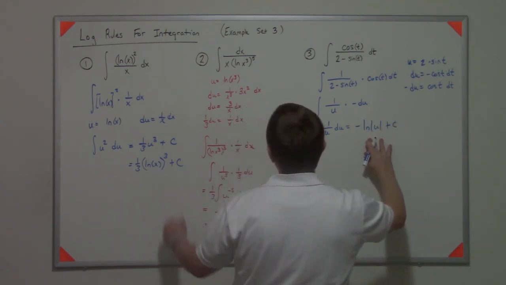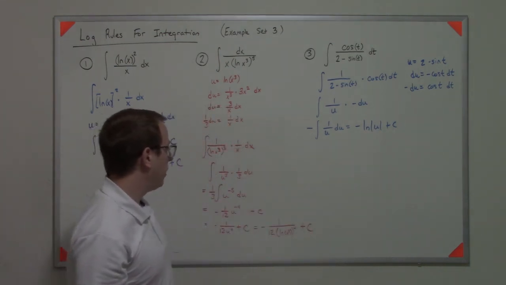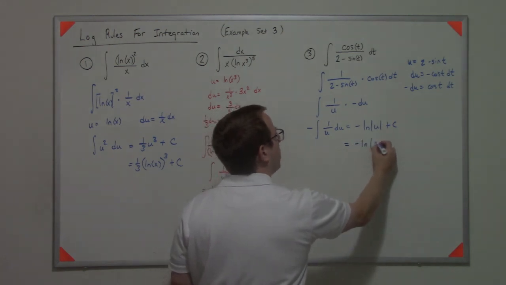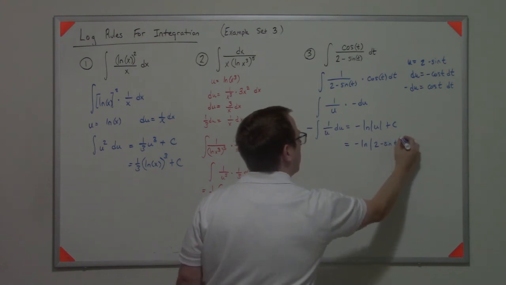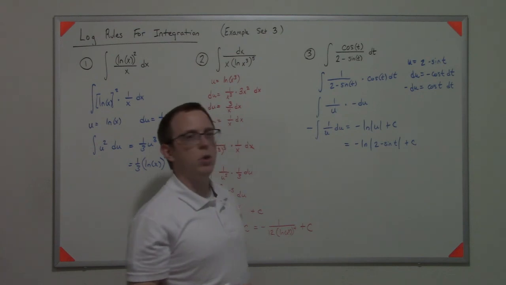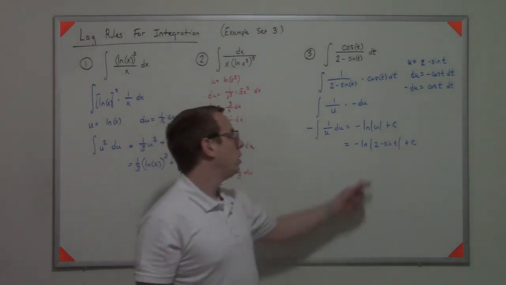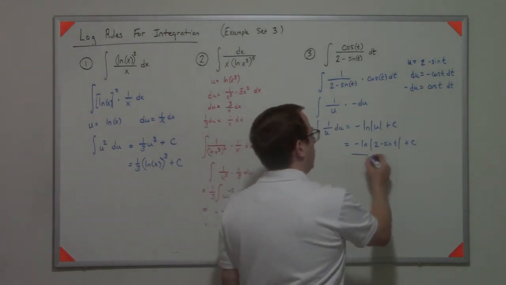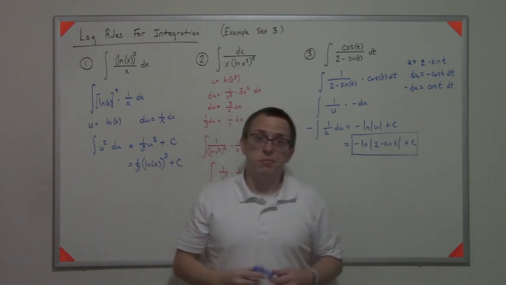Again, remembering that we do always get that absolute value here. Never forget that. Which is negative natural log, absolute value 2 minus sine of t plus c. You could also remember that 2 minus sine of t is always going to be positive, so you don't really need the absolute value here, but whatever. And that's the next set.